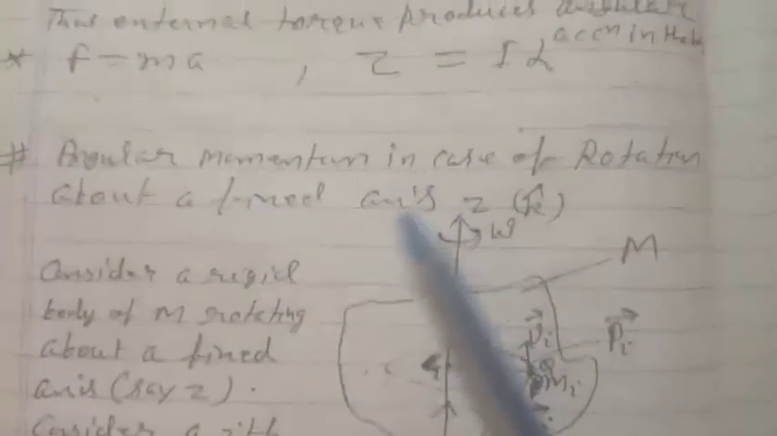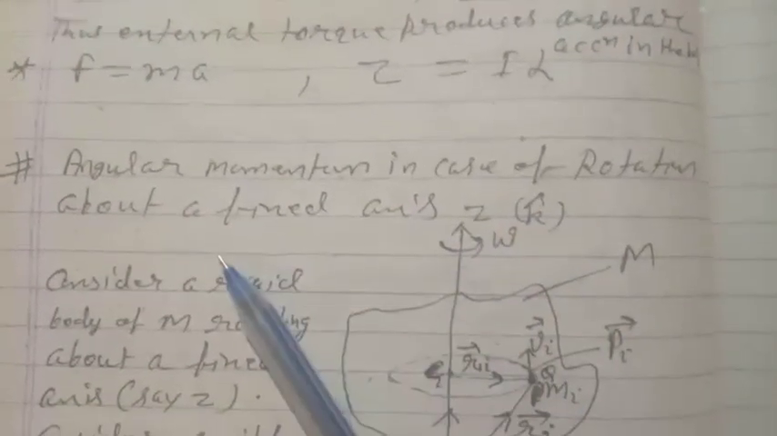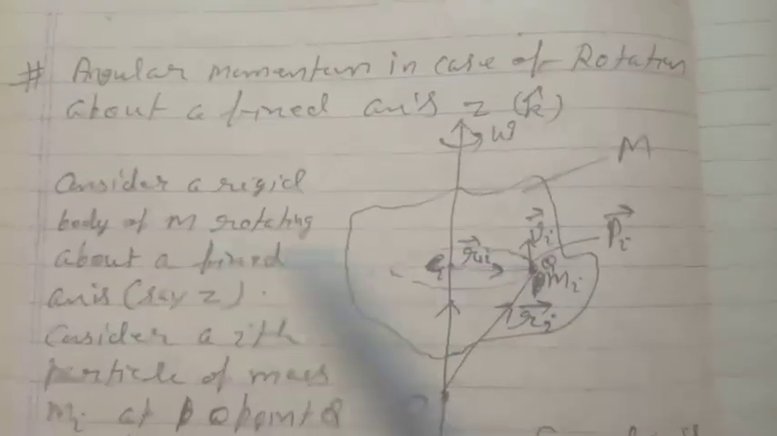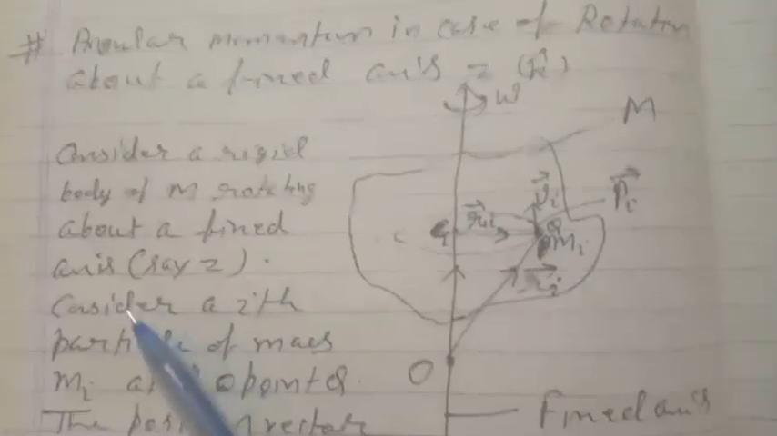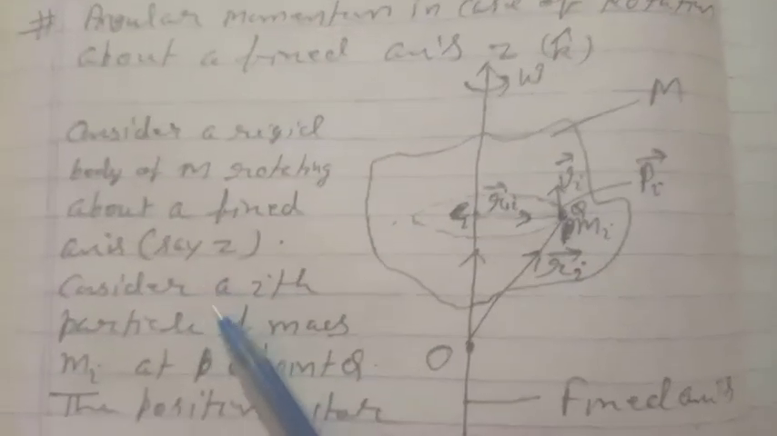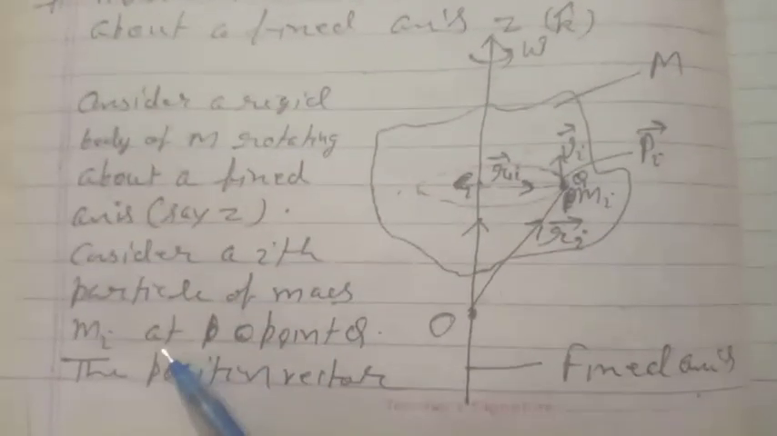Now, angular momentum in the case of rotation about a fixed axis. Consider a rigid body of mass m rotating about a fixed axis, say the z axis. Consider the ith particle of mass mi at a point P.